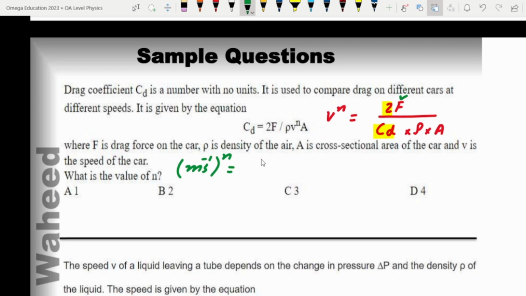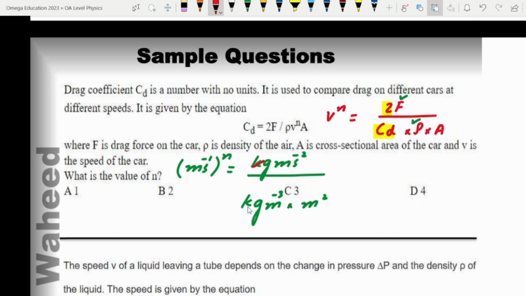Force would be written as kg m s minus 2. Now once again, those who don't know, you can apply the formula force equals mass times acceleration. From there we get the base units. We studied that in the first lesson. Divided by rho, which represents density. Density is kg m minus 3. A represents cross-sectional area. Area is meter square.